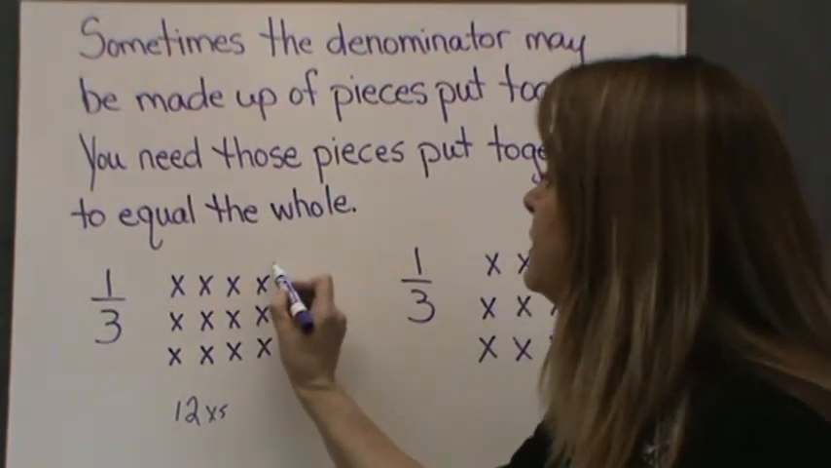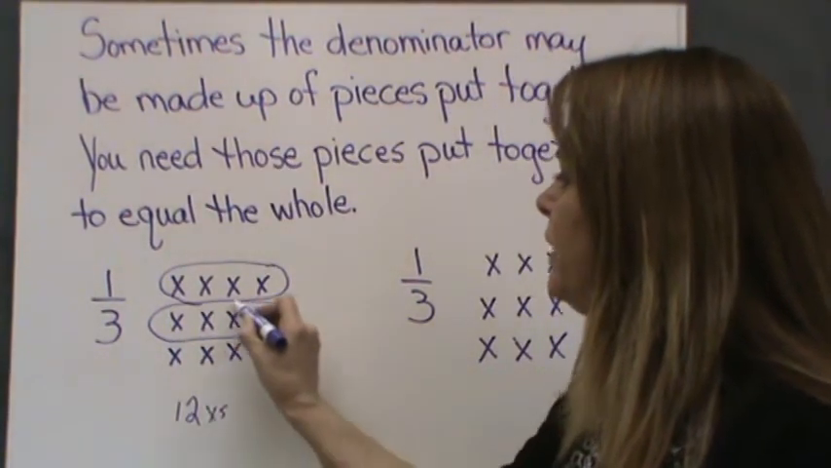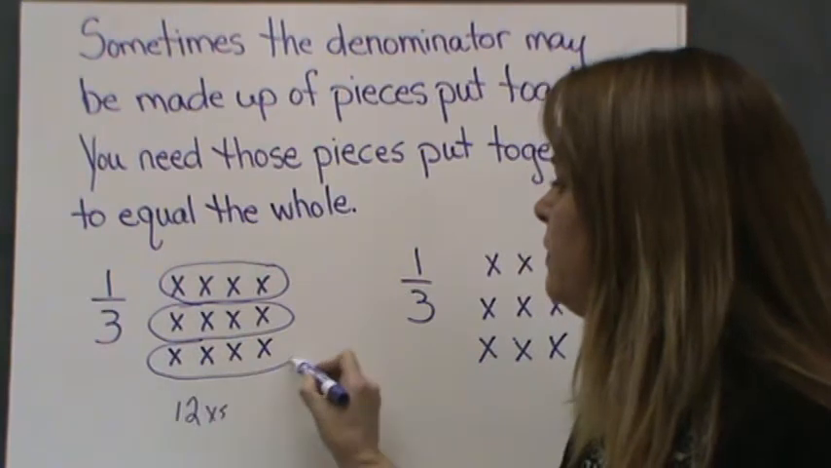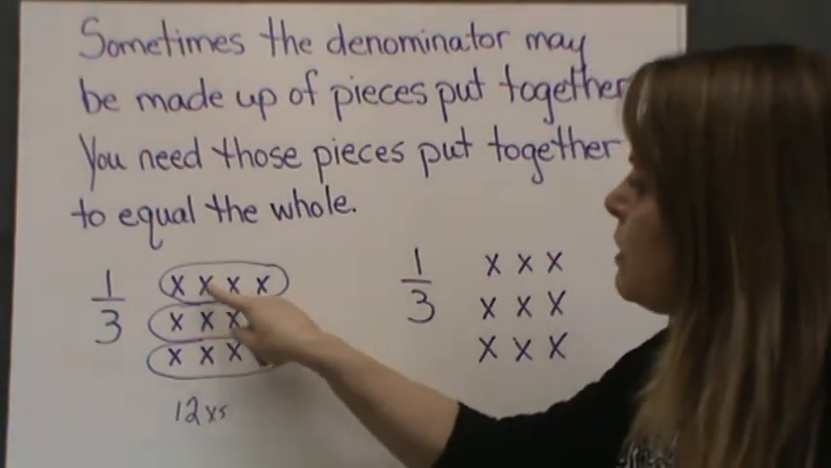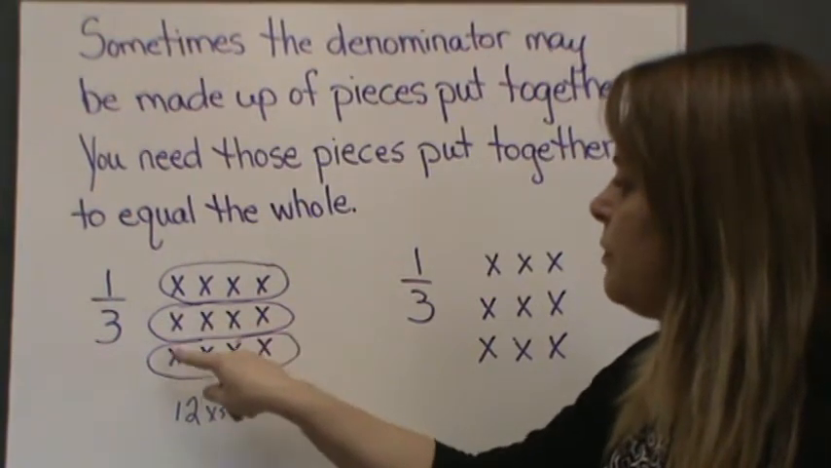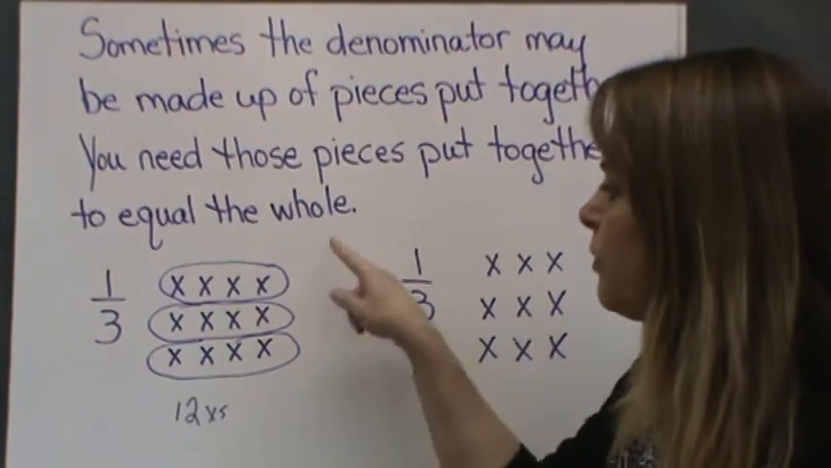4. So if I circle this, there's one group, there's one group, and there's one group. Are my groups equal size? Yes, there's 4 X's, 1, 2, 3, 4, in each group, and there are 3 groups.